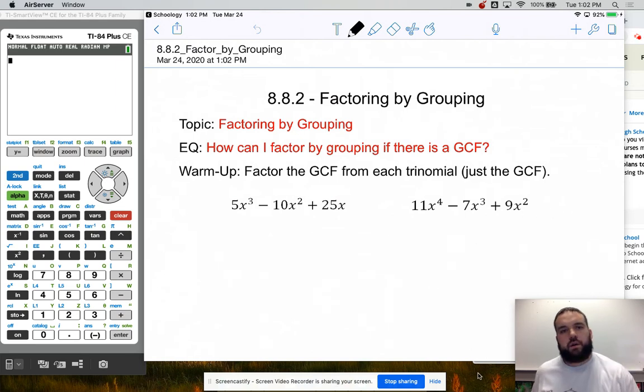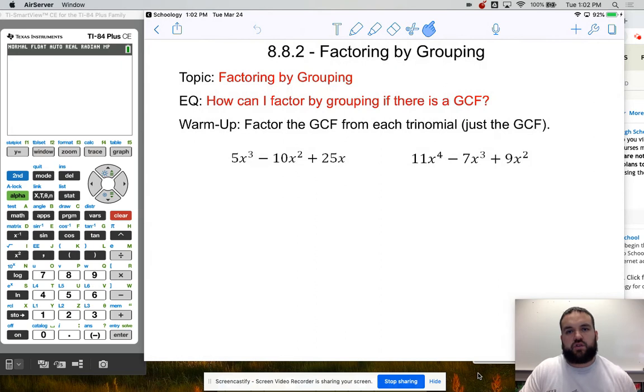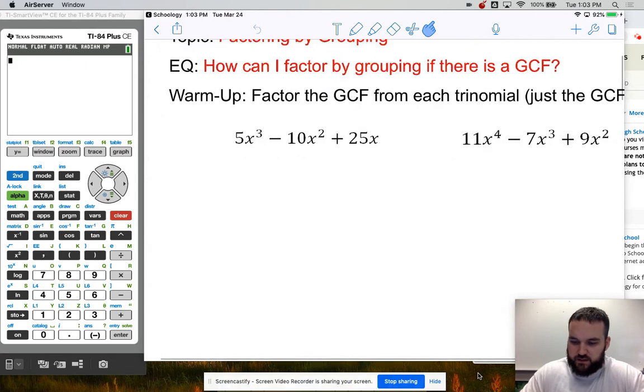Hello, hello. So what we're going to do in this brief little video is just look at one wrinkle that can happen with factoring by grouping. Remember, factoring by grouping is only for 4 terms, but we're going to see what happens if the numbers get a little outlandish or a little tough to work with. So our EQ is: how can I factor by grouping if there is a GCF? Which might seem silly, but you'll see what I mean in a second.